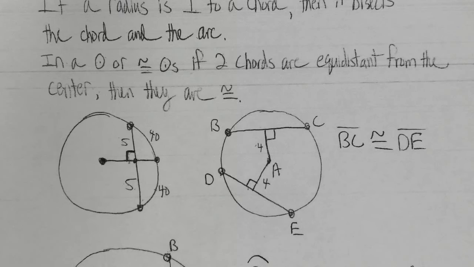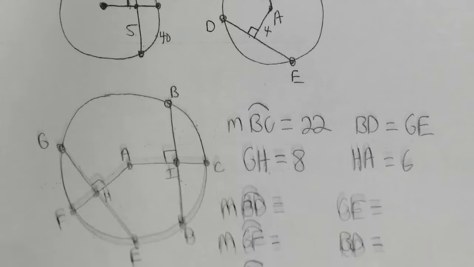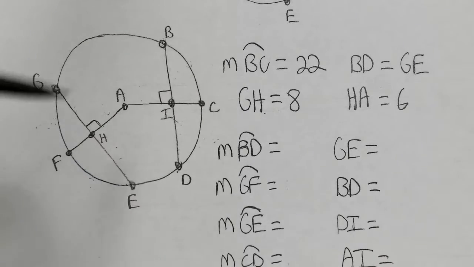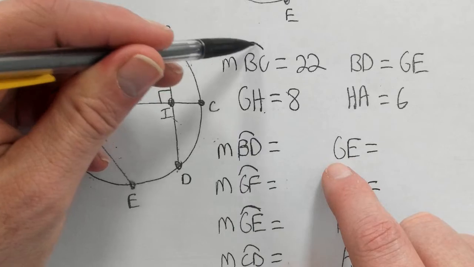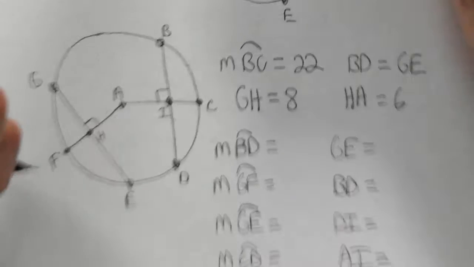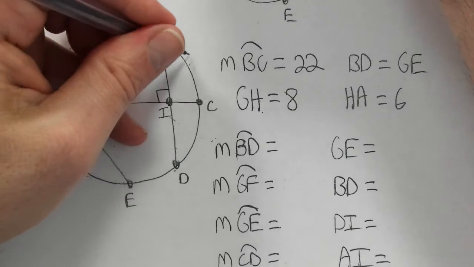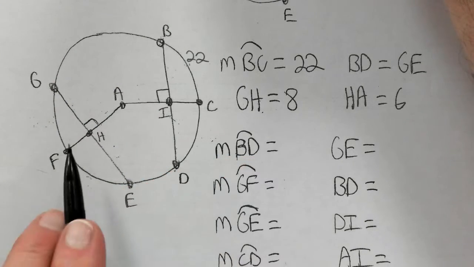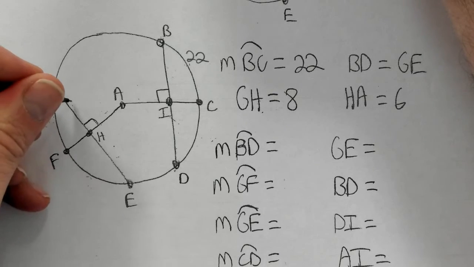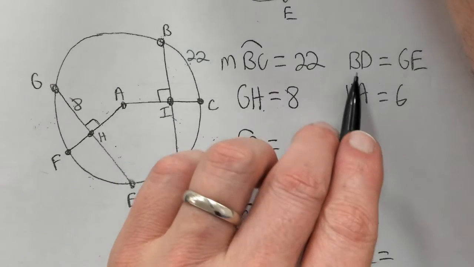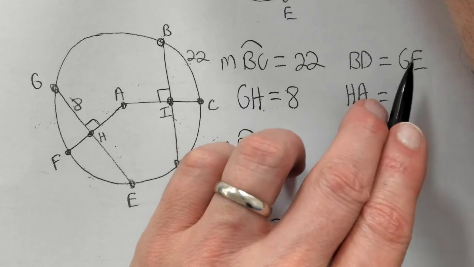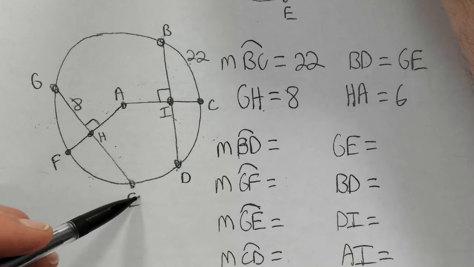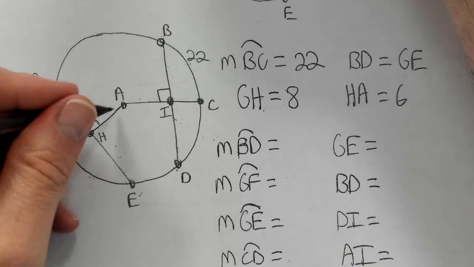All right, so let me give you an example of the type of problem that you might be looking at. Here we're given 4 pieces of information about this circle. The measure of arc BC is 22. GH is 8. BD is equal to GE. And HA is equal to 6.